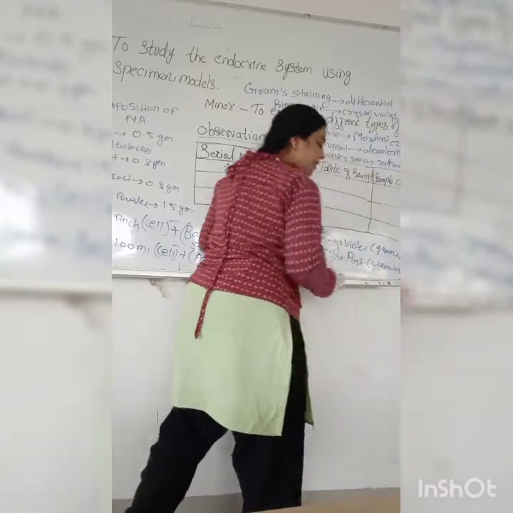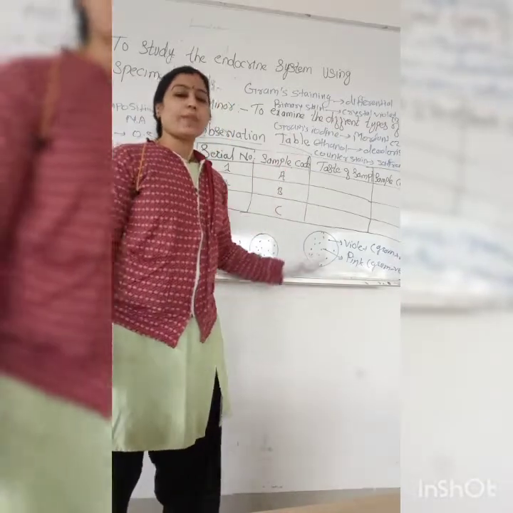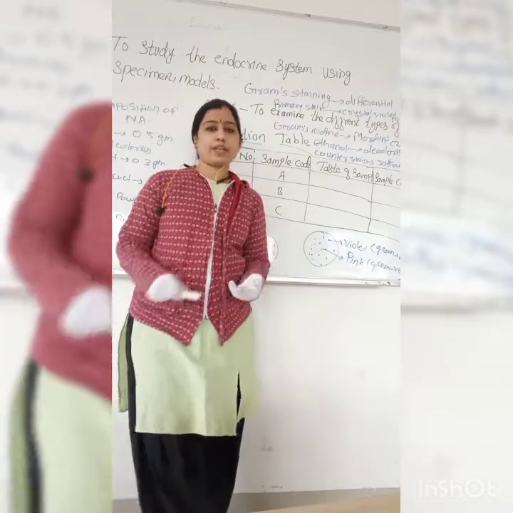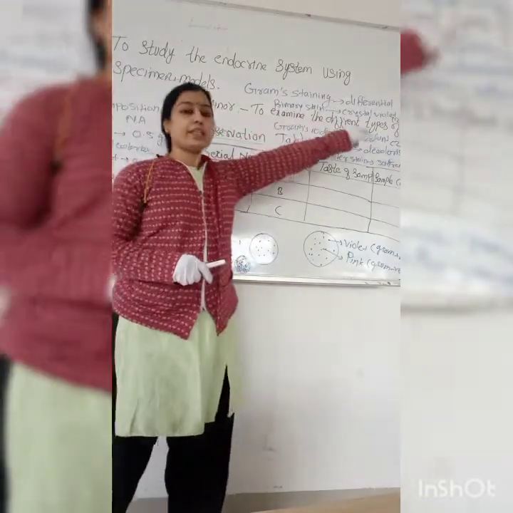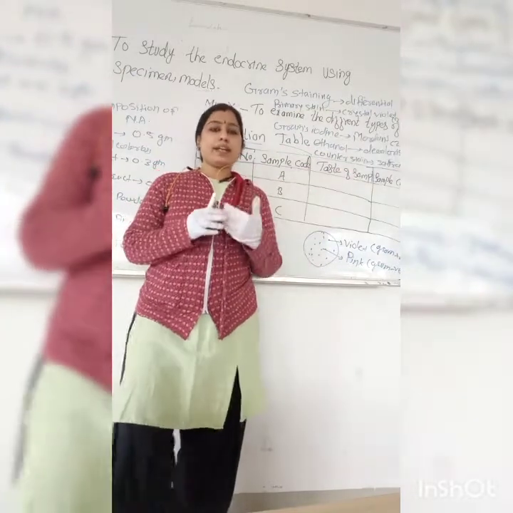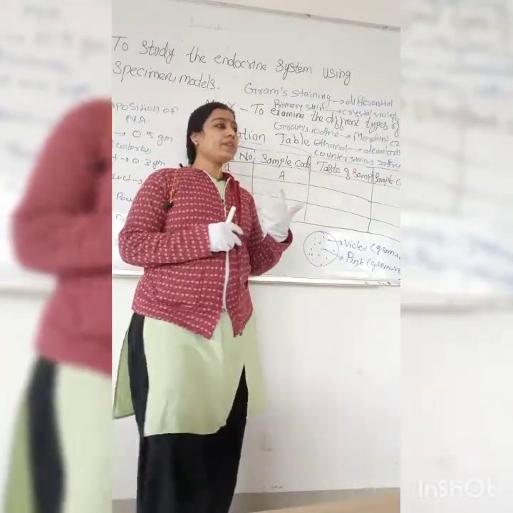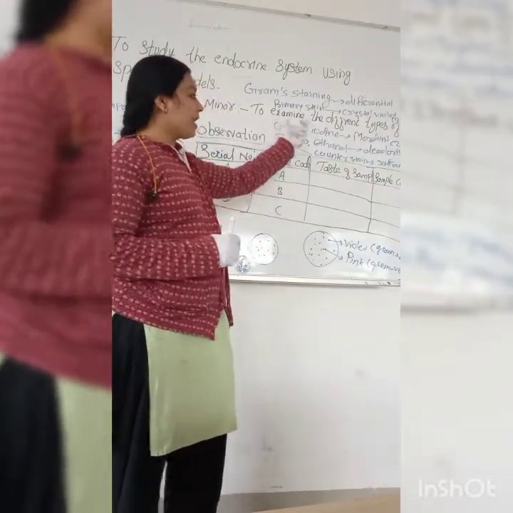And this method was invented by Christian Gram. So this is the actual procedure of Gram staining. What is the principle of Gram staining? We use the primary stain, that is crystal violet. At that time all cells become colored, and after that we add the Gram's iodine.